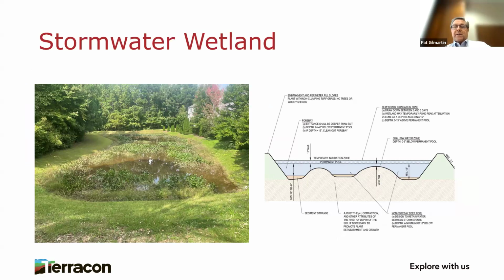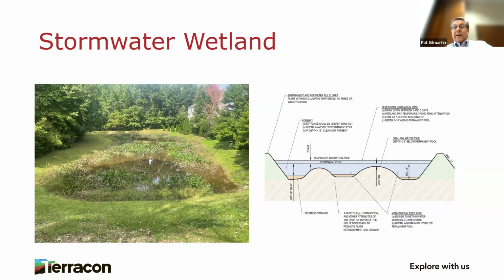Stormwater wetlands are constructed systems that mimic the function of natural wetlands. They use physical, chemical, and biological processes to treat the stormwater. The depth of the permanent pool varies from about 1.5 to 3 feet, and there are shallow water zones where the plants are planted that are maybe 0 to 9 inches deep. The wetland plants remove the nutrients.